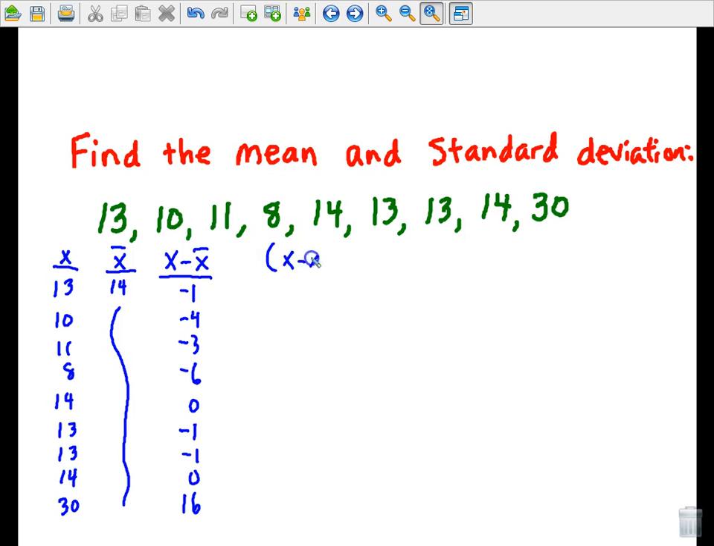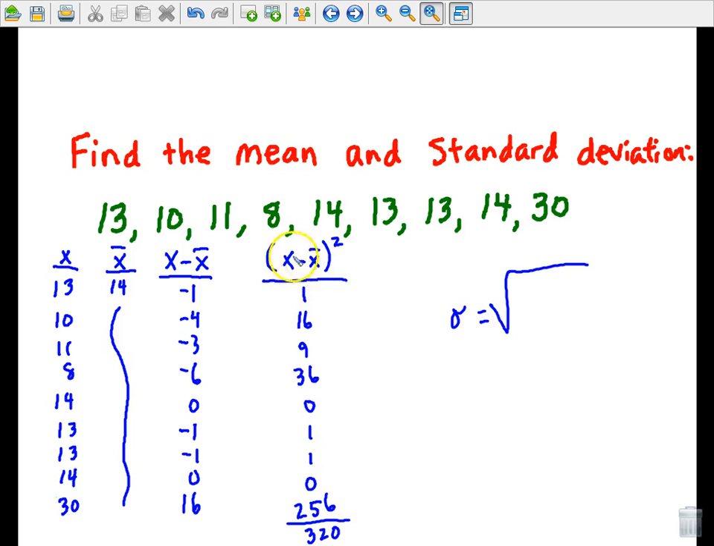Okay, next column is to take those numbers in the previous column and square them. So negative 1 squared, negative 4 squared, this would be 9, 36, 0, 1, 1, 0, 256. And this is the column that we need to come up with the sum of. So let's just run through this real fast. Just take your calculator, come up with the sum, and we get 320.